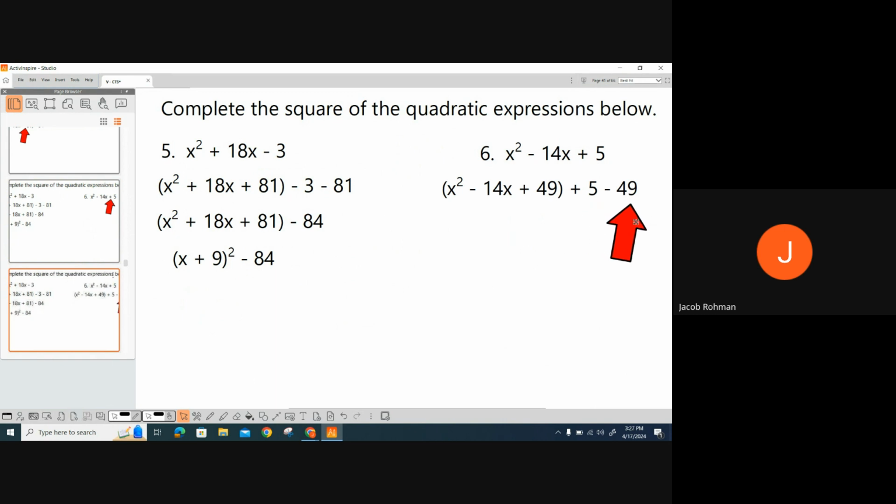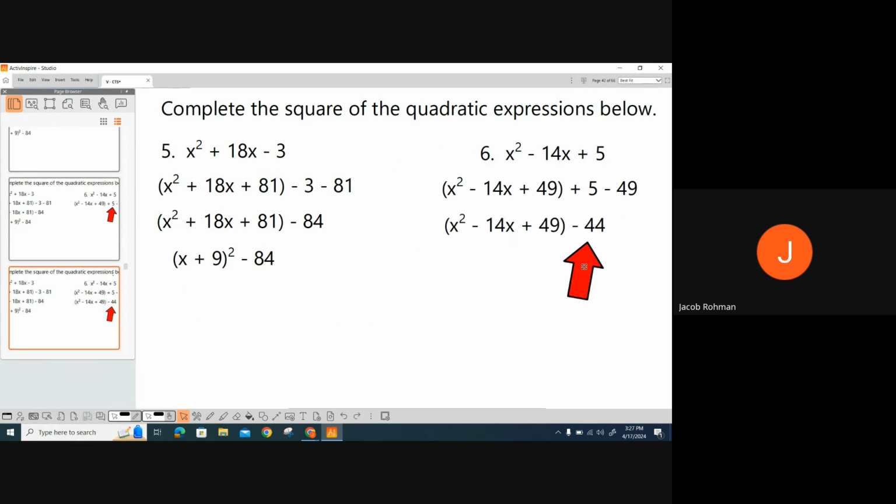Then if I combine these two like terms, I get negative 44. And then the perfect square trinomial here is going to factor to become x minus 7 quantity squared, and then the minus 44. Now, the whole reason we're doing this, completing the square, is because we're getting these expressions here to be in vertex form of a quadratic function. And remember, the vertex form of the quadratic function helps us to graph that quadratic equation more quickly.